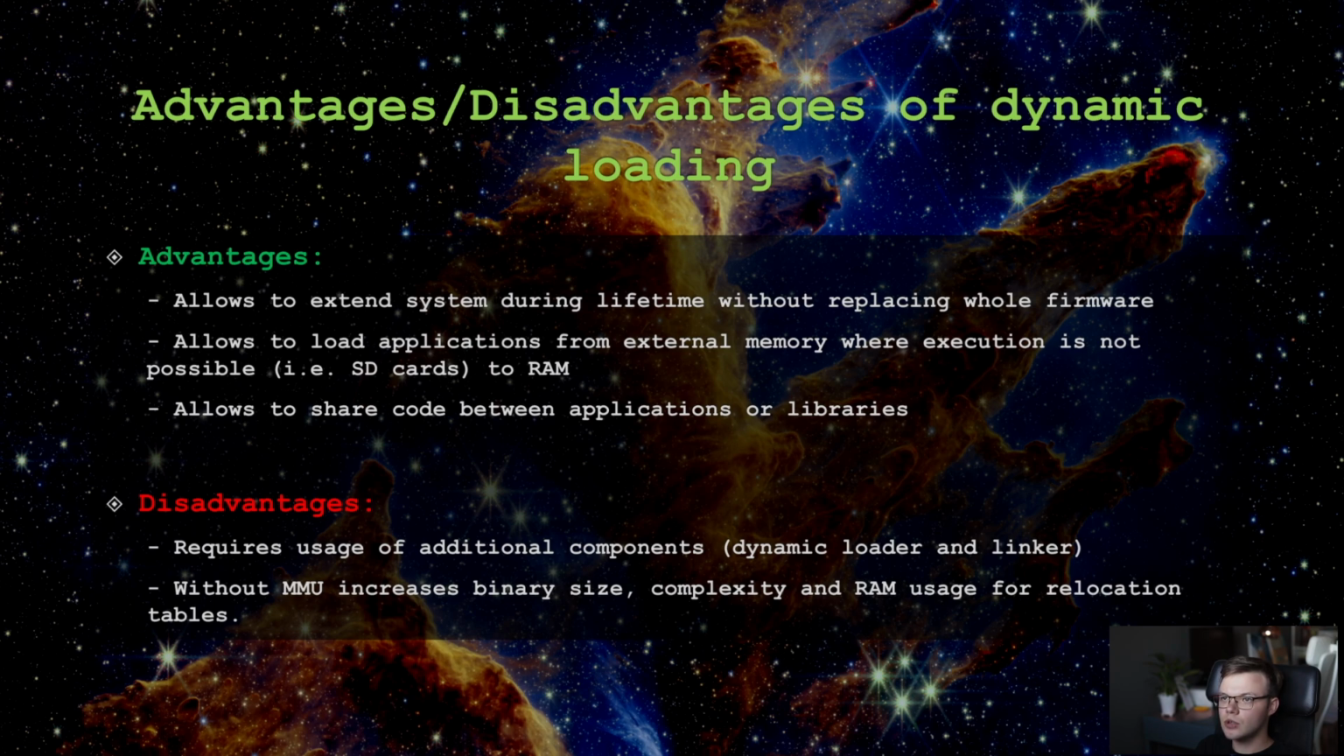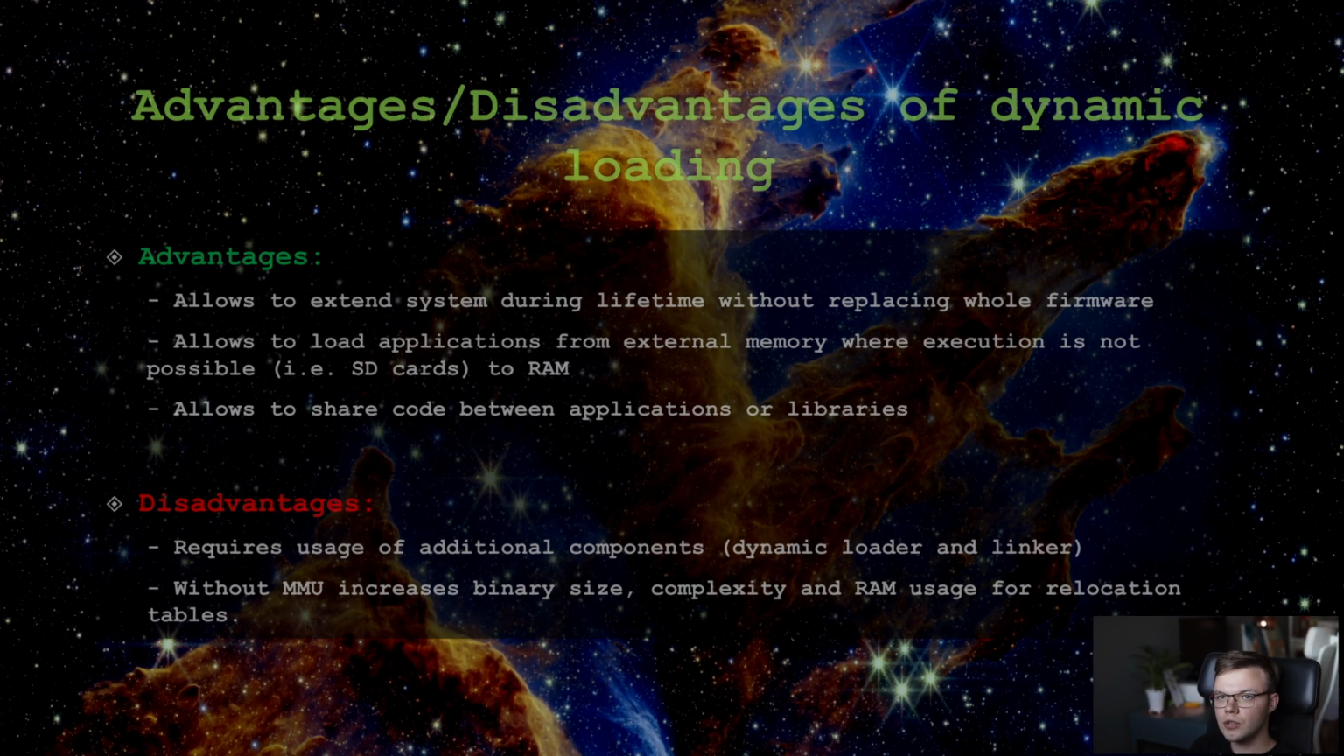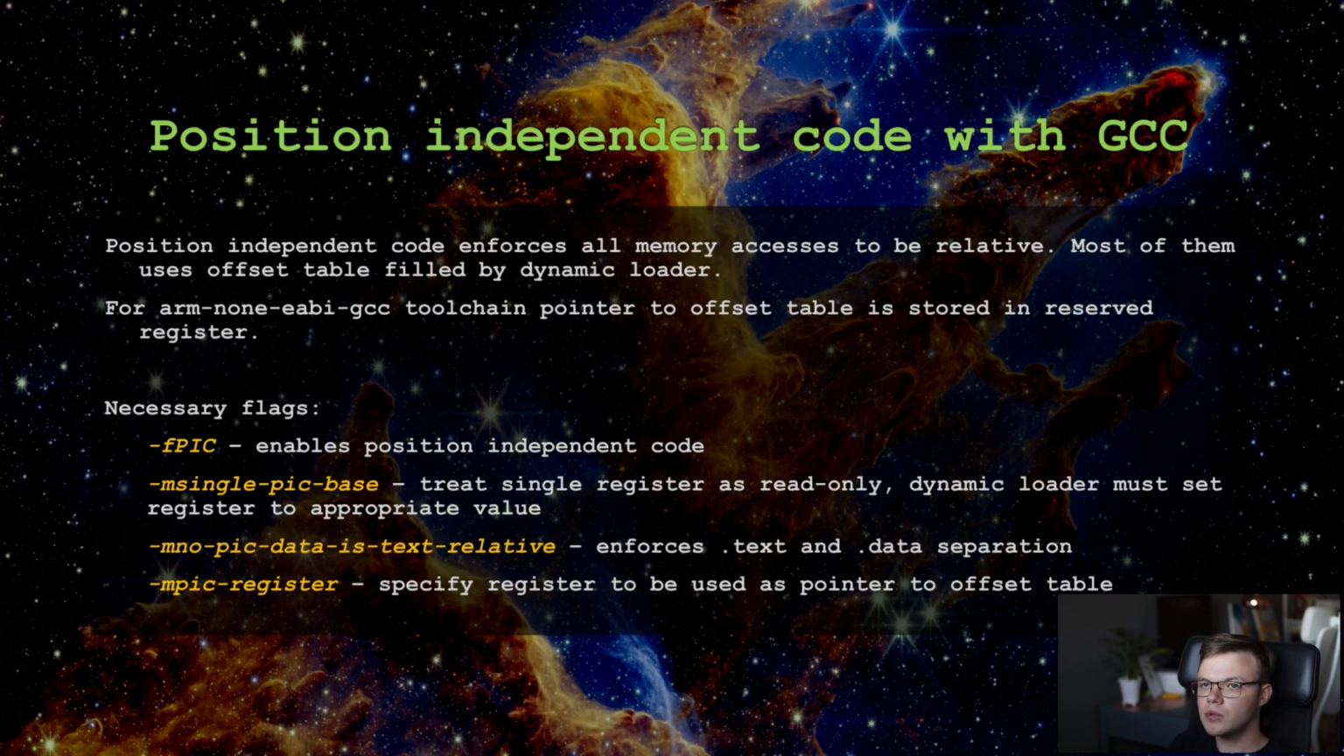I just need to copy them to empty RAM memory. Of course, it also has a cost. Position-independent code is larger, requires additional metadata to process relocations, and additional components that will do it, like a dynamic loader or dynamic linker. The ARM-none-EABI toolchain already supports position-independent code, with the use of flags.